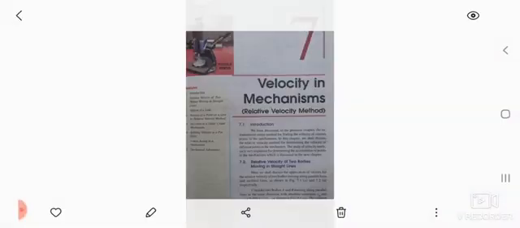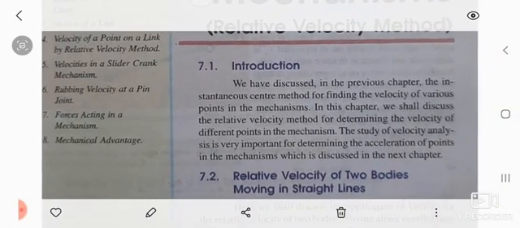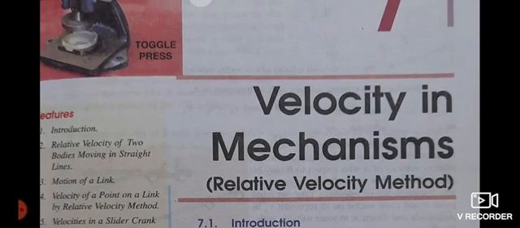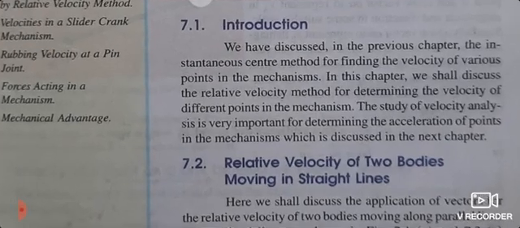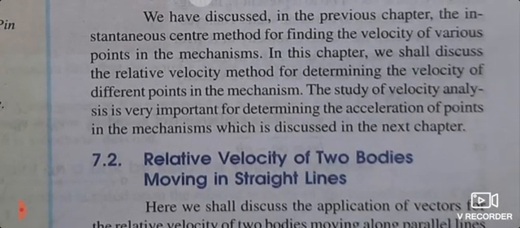Next chapter we are discussing velocity in the mechanism, relative velocity method. This is chapter 7 and the last chapter of our discussion of this theory of machine. We have discussed in the previous chapter the instantaneous center method for finding the velocity of various points in a mechanism. In this chapter we shall discuss the relative velocity method for determining the velocity of different points in the mechanism.